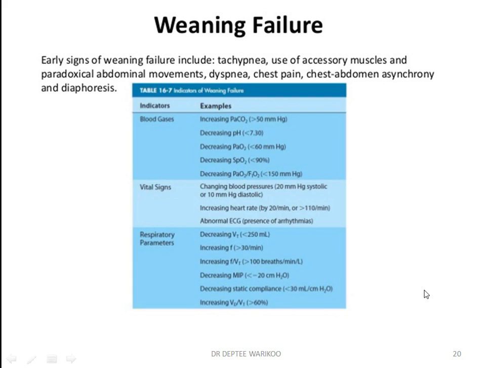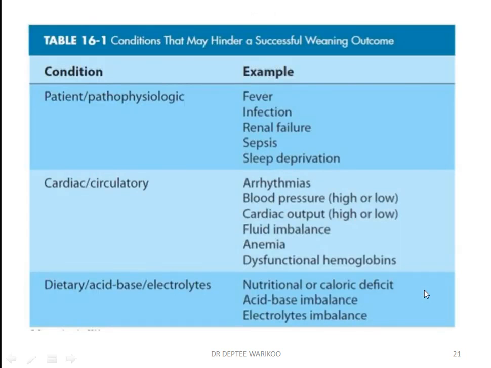Then we need to see what are the conditions that may hinder a successful weaning. So there could be pathological conditions which will hinder your weaning, like fever, infection, renal failure, sepsis, sleep deprivation. There could be cardiac or circulatory defects like arrhythmia, blood pressure either high or low, cardiac output either high or low, fluid imbalance, anemia, dysfunctional hemoglobins.